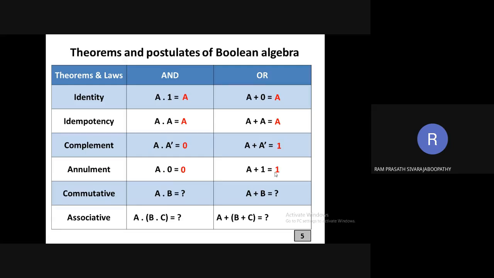Then commutative, you all know in normal algebra itself, a dot b equal to b dot a, then a plus b can also be written as b plus a. We can rearrange between the operands. Then associative, a dot b dot c is equal to a dot b dot c. Clear? In any order you can change it. You can also do it a dot c dot b. Similar thing here also.